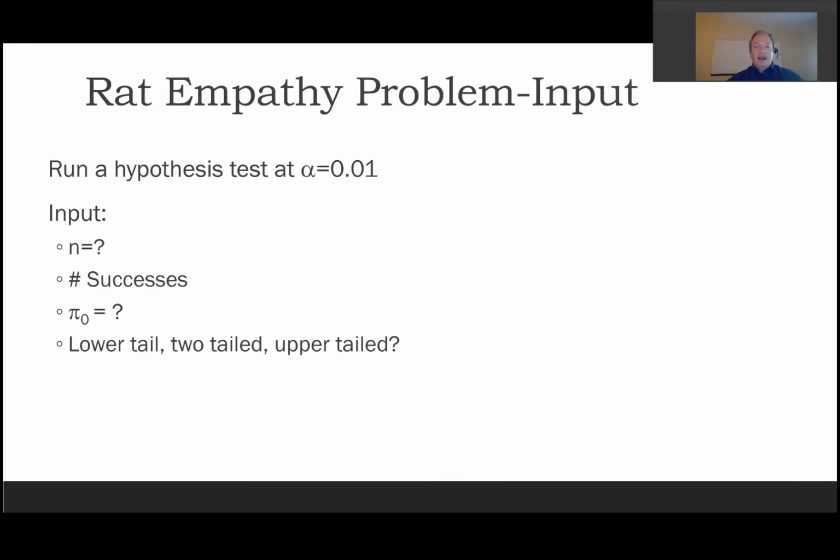Okay, let's go ahead and now apply this to the RAD empathy problem. So remember the RAD empathy problem? Go back and review that. What was the sample size? What was the number of successes? What was the parameter value under the null hypothesis? And what sort of test are you doing? Go back and review your notes and find that. And now you'll have a reading quiz question that will ask you those particular details.